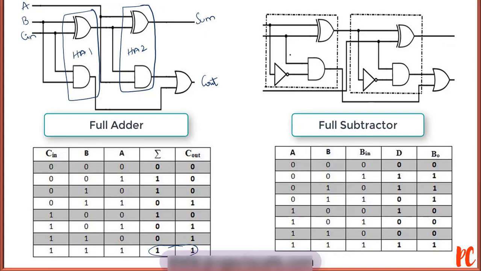A full subtractor is again a combination of two half subtractors. I am calling this half subtractor HS1 and this half subtractor HS2, combined with an OR gate. Let me name this as A, this is B, and this is B in. Similarly, this is my difference and this is my borrow B0.